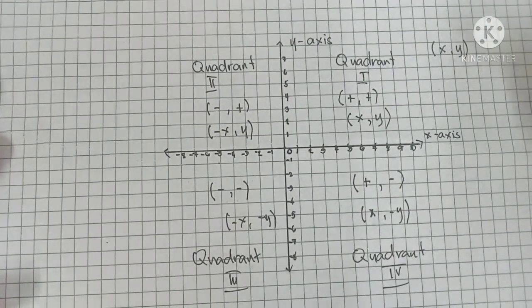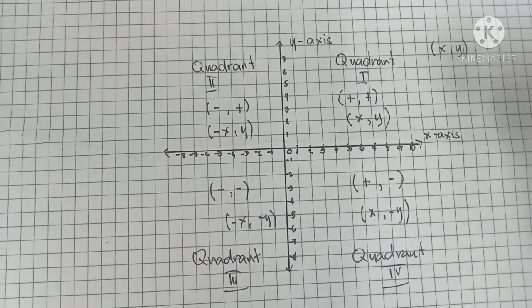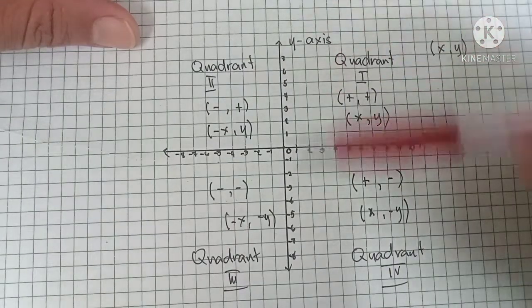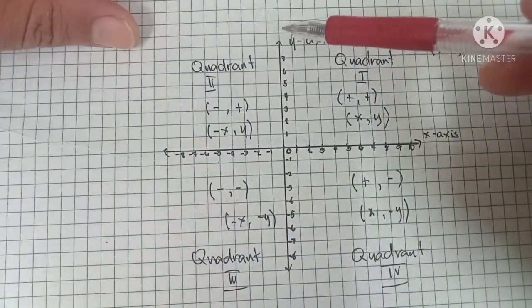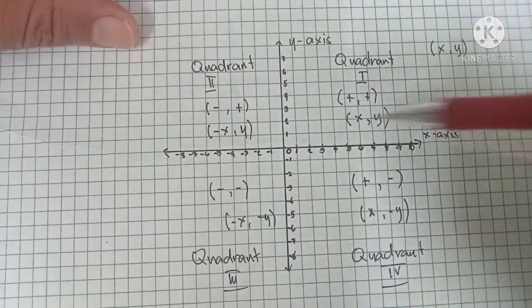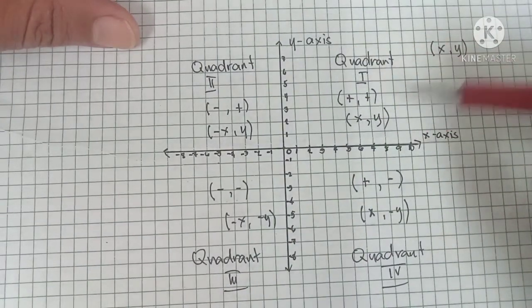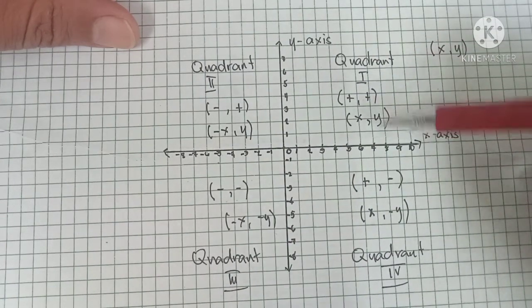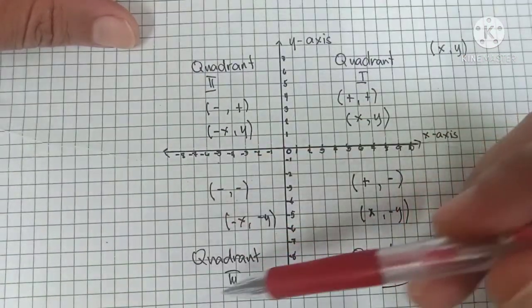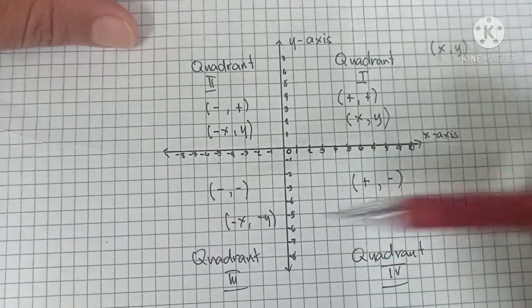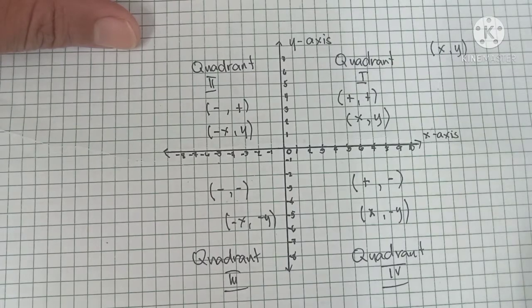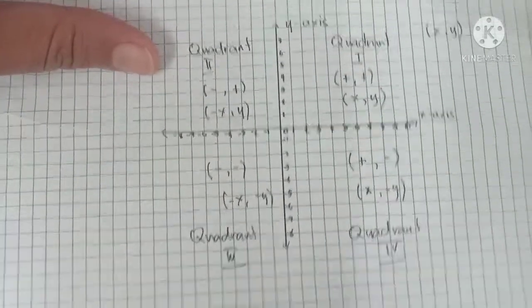So to recap, our rectangular coordinate system has 4 quadrants, quadrant 1, 2, 3, and 4. And it is divided by 2 lines in which the vertical line is our y-axis and the horizontal line is our x-axis. On the first quadrant, both x and y are positive. On the second quadrant, x is negative, y is positive. The third quadrant, both x and y are negative, and our fourth quadrant, x is positive, y is negative. So that ends our rectangular coordinate system.